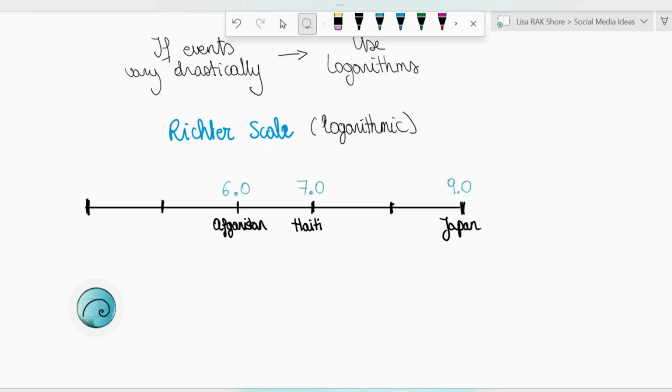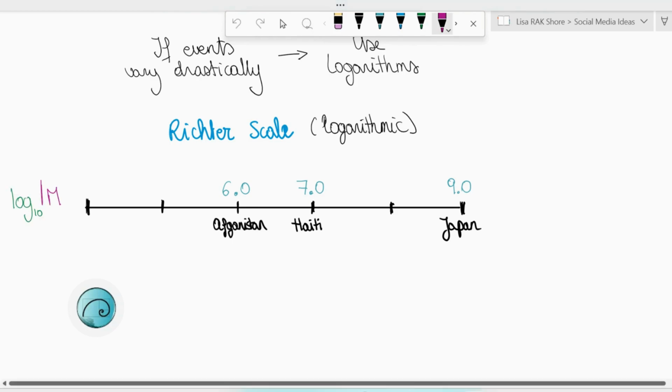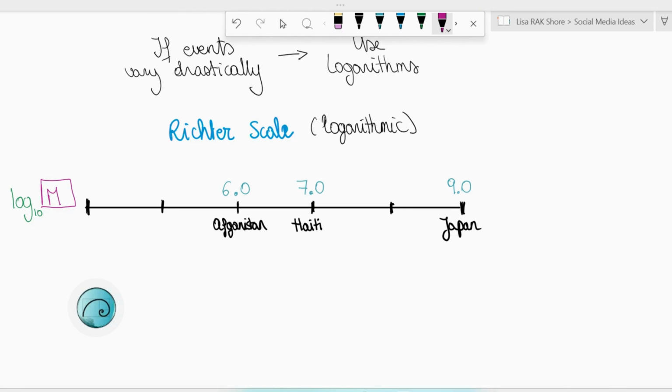To understand this, let's take a look at earthquakes that happened in three different countries. In Afghanistan, there was an earthquake that registered a 6.0, Haiti 7.0, and Japan 9.0. So log with a base 10 of something measures 6.0 in Afghanistan, and 7 in Haiti, and 9 in Japan. These numbers tell us how strong the earthquake is.